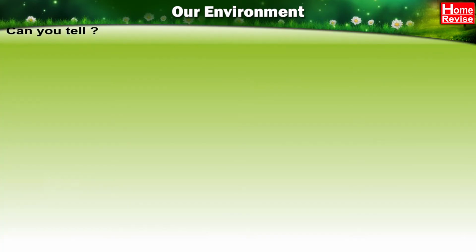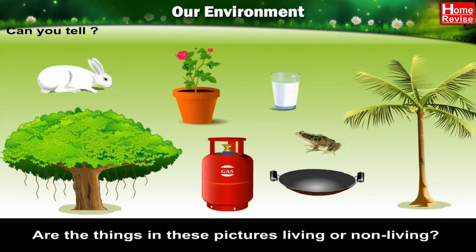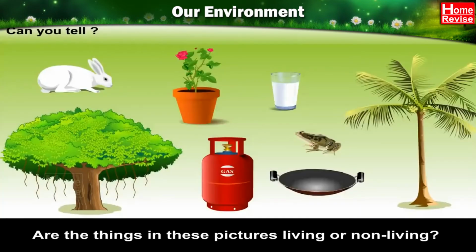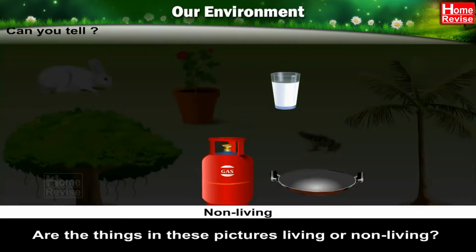Can you tell? Are the things in these pictures living or non-living? Well, in the following picture, the banyan tree, rabbit, frog, the potted rose plant, and the coconut tree are living things, whereas the gas cylinder, the glass, and the vessel are non-living things.